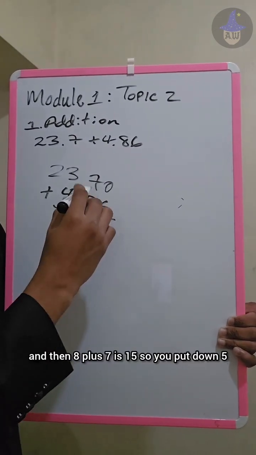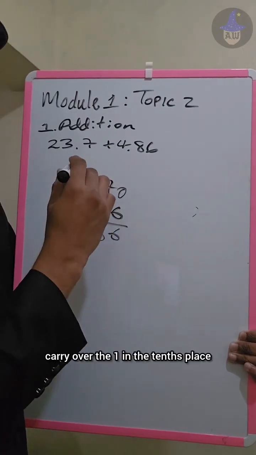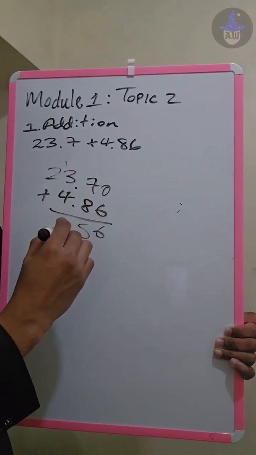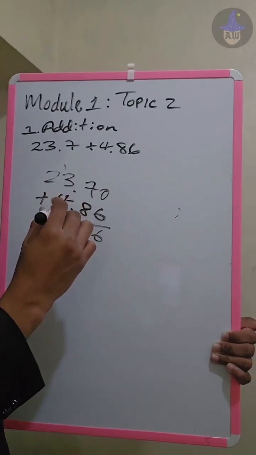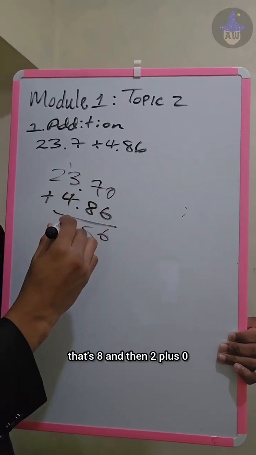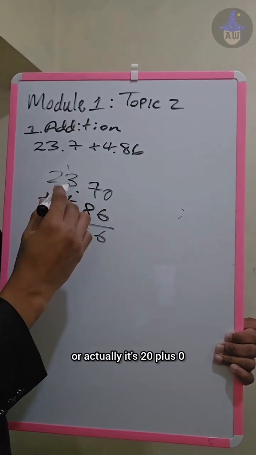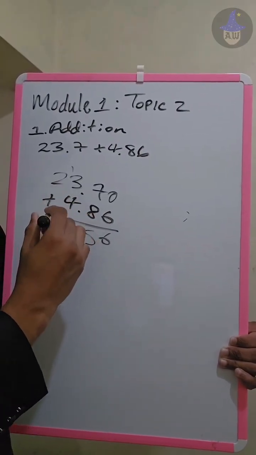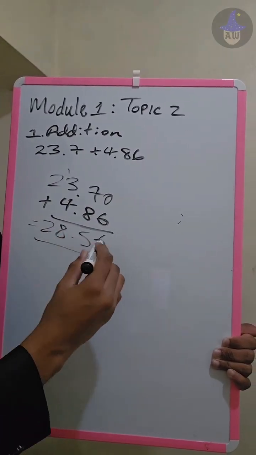And then 8 plus 7 is 15. So you put down 5, carry over the 1 in the tens place, then put back the point. 4 plus 3 plus 1, that was carried over, that's 8. And then 2 plus 0, or actually it's 20 plus 0, and that's the answer, 28.56.